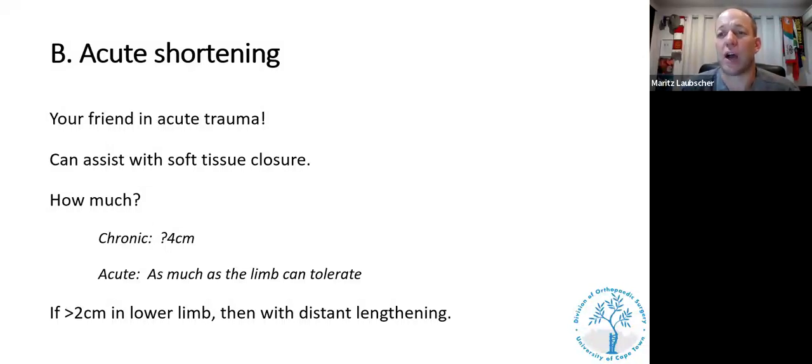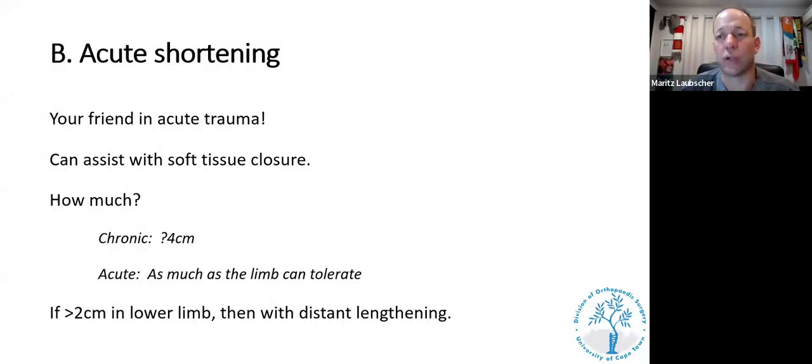I always get asked, how much can you shorten a limb? And this is something that's mentioned in an old textbook without really ever any good evidence or proof. The numbers used are always 2 centimeters or 4 centimeters. So I think for me, the correct answer is a limb can be shortened as much as it can tolerate. Now, the limb can usually tolerate larger shortenings in acute trauma when the tissue is elastic.